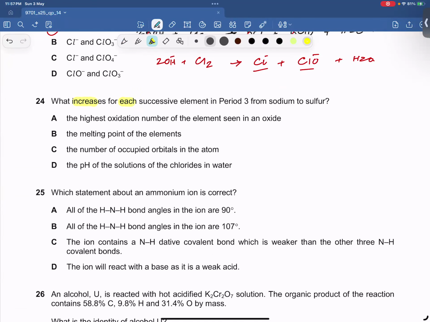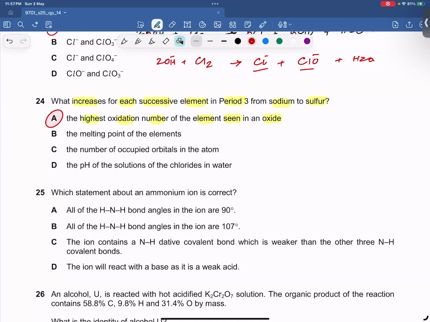What increases for each successive element in period 3 from sodium to sulfur? The highest oxidation number of elements seen in their oxide. That's true. ये बात हमने वेरिएंस 13 में भी आपको बताई है, जून 2025 में, कि सोडियम ऑक्साइड टू सल्फर ट्राइऑक्साइड oxidation state of element increases because of the increase in the number of valence electrons. I hope it makes sense to you.